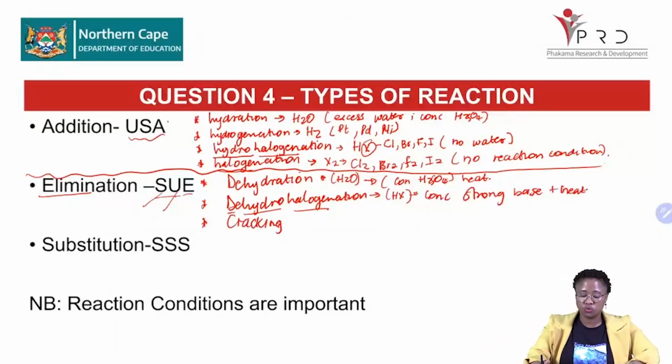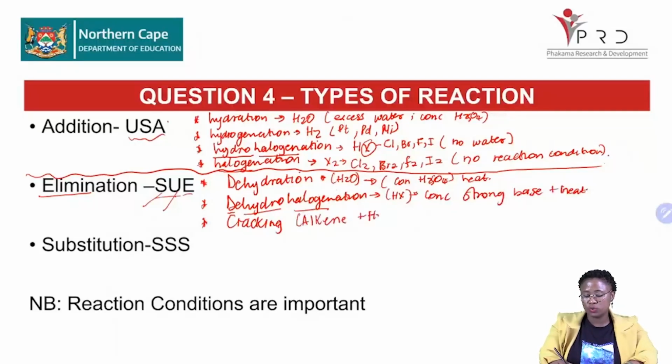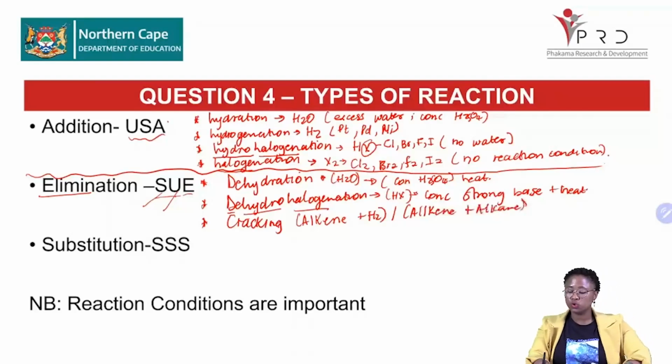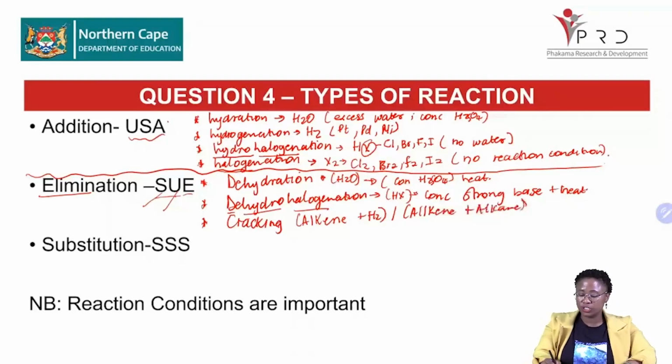organic molecules. Okay, now what is it that we are cracking? There are 2 products that can always form. Okay, we are cracking normally alkanes. All right, so what are the products? You can either form an alkene plus hydrogen, or you can form an alkene plus an alkane. So depending on how the cracking process took place, but what are the conditions?